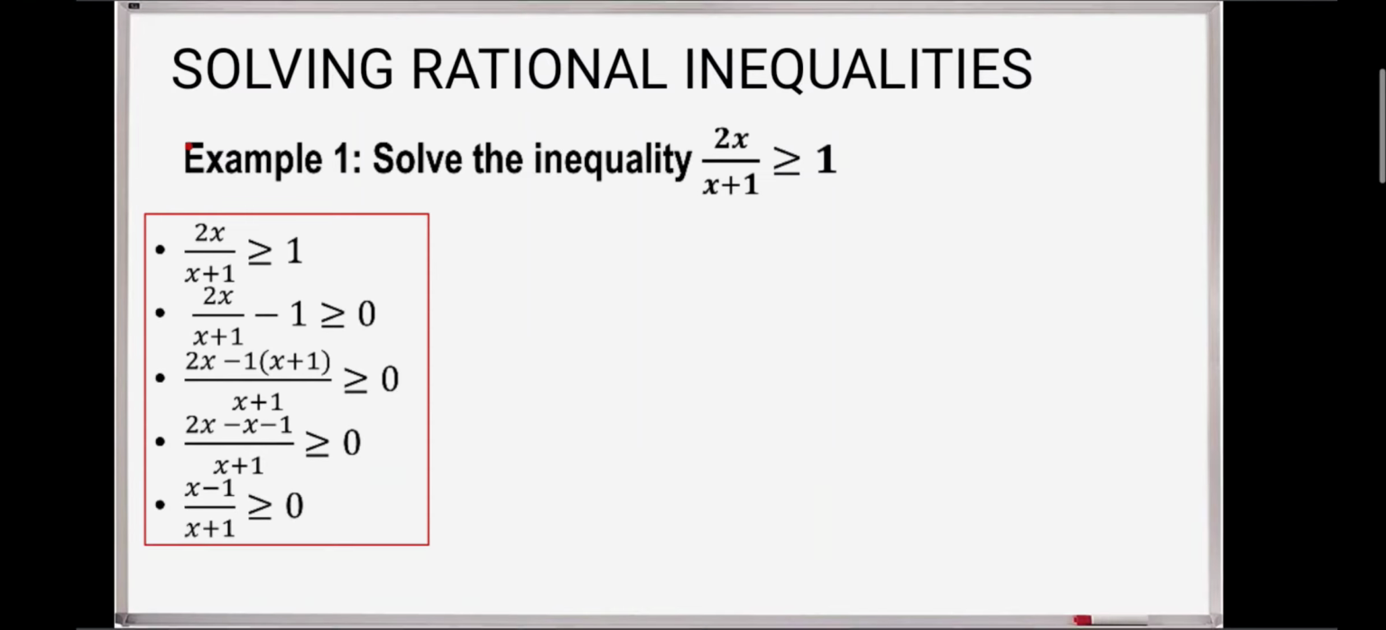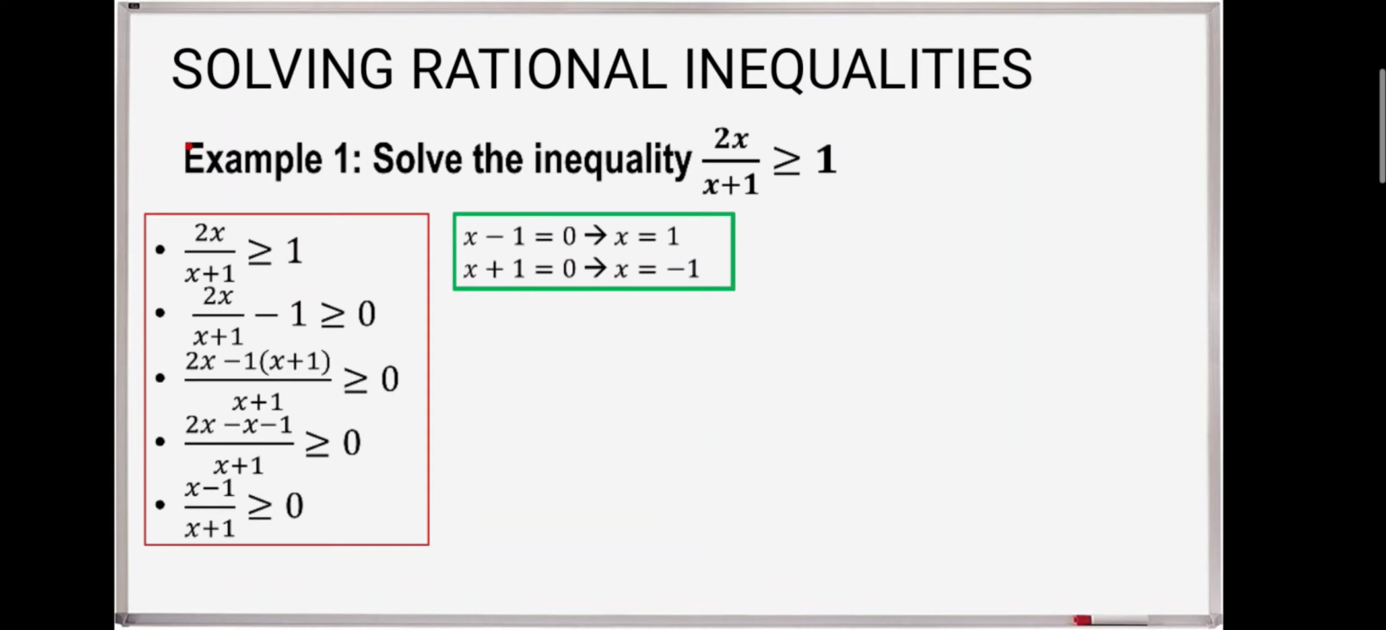Okay, so the numerator is x minus 1, so equate it to 0. We have x minus 1 is equal to 0. Then solve for x. This negative 1 will be transposed to the other side. Therefore, x is equal to 1. The denominator is x plus 1. So this 1 will be transposed to the other side. That's why we have x is equal to negative 1. Okay?